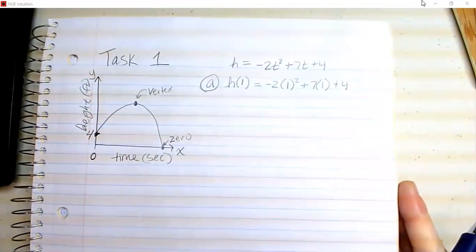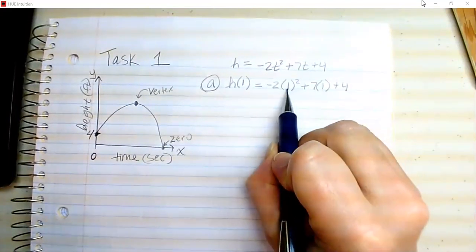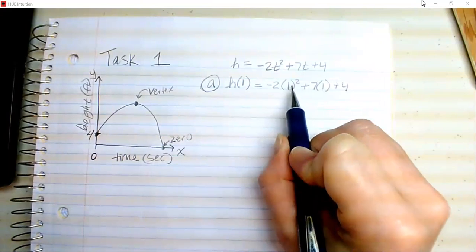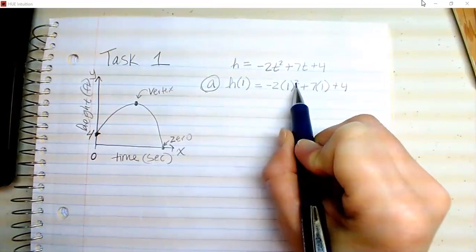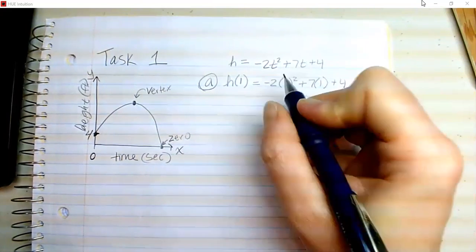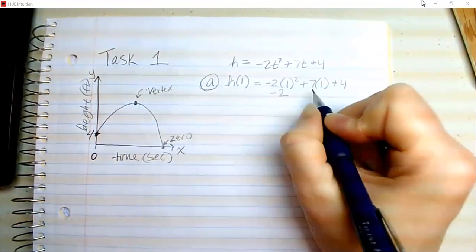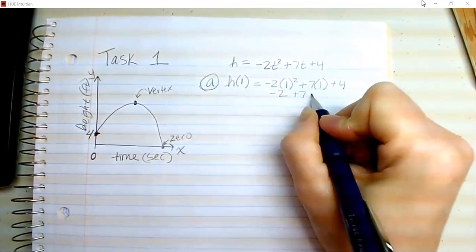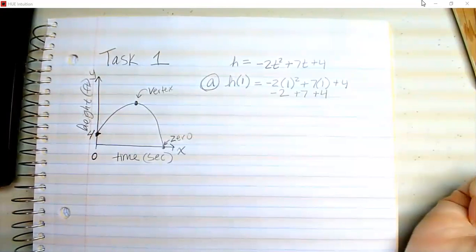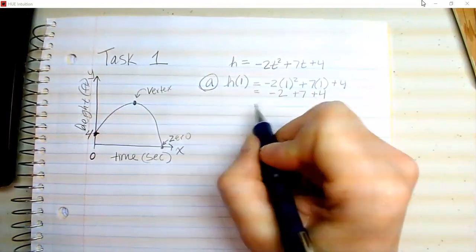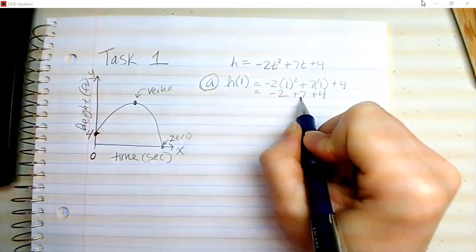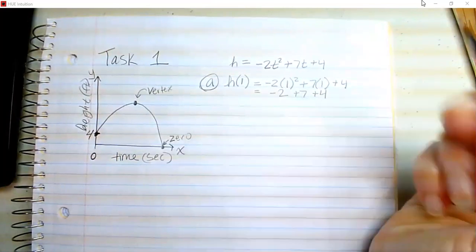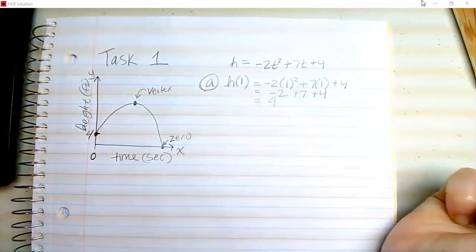Okay, now, let's work it out using order of operations. So 1 squared is 1. 1 times -2 is -2. 7 times 1, 7, and then plus 4. Add them together, folks. -2 plus 7 is 5. 5 plus 4 is 9.